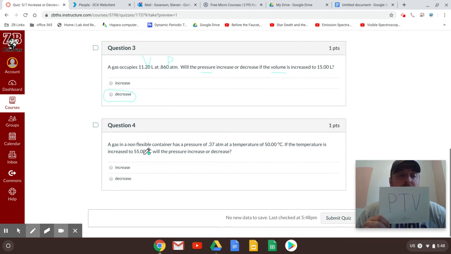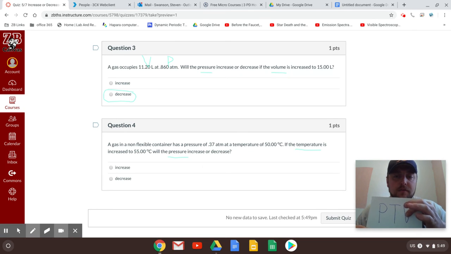Okay. And finally, question 4. A gas in a non-flexible container has a pressure of 0.37 atm at a temperature of 50 degrees Celsius. If the temperature is increased to 55 degrees Celsius, will the pressure increase or decrease? So we have temperature and pressure. So that means we have to assume that volume is constant.